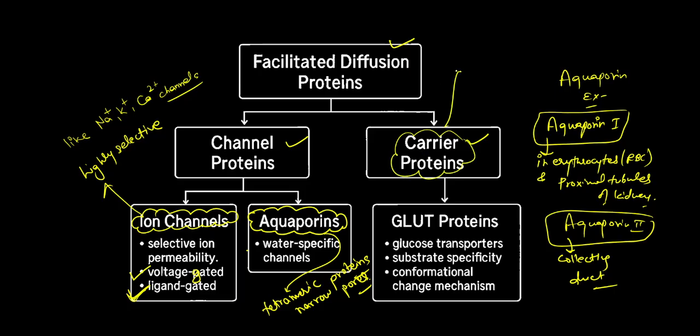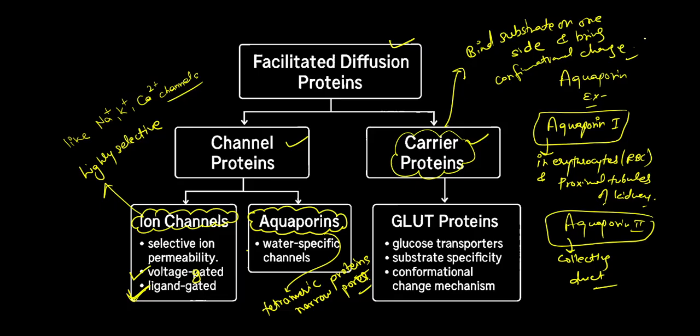Okay, then we have carrier proteins. Carrier proteins will bind the substrate on one side. This will bind to the substrate from one side, it can be the extracellular space or the intracellular space, and bring a conformational change.